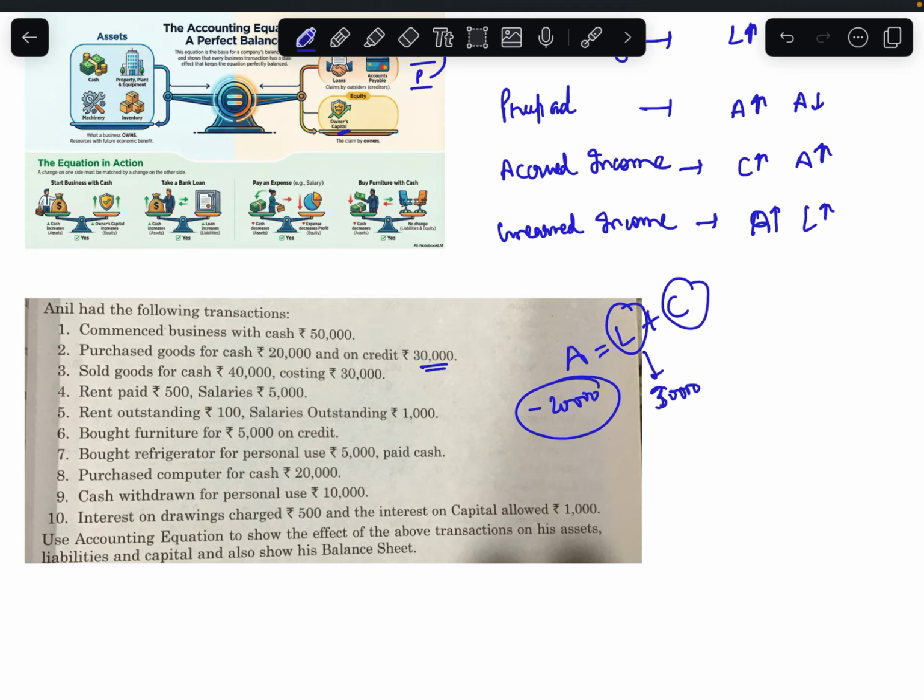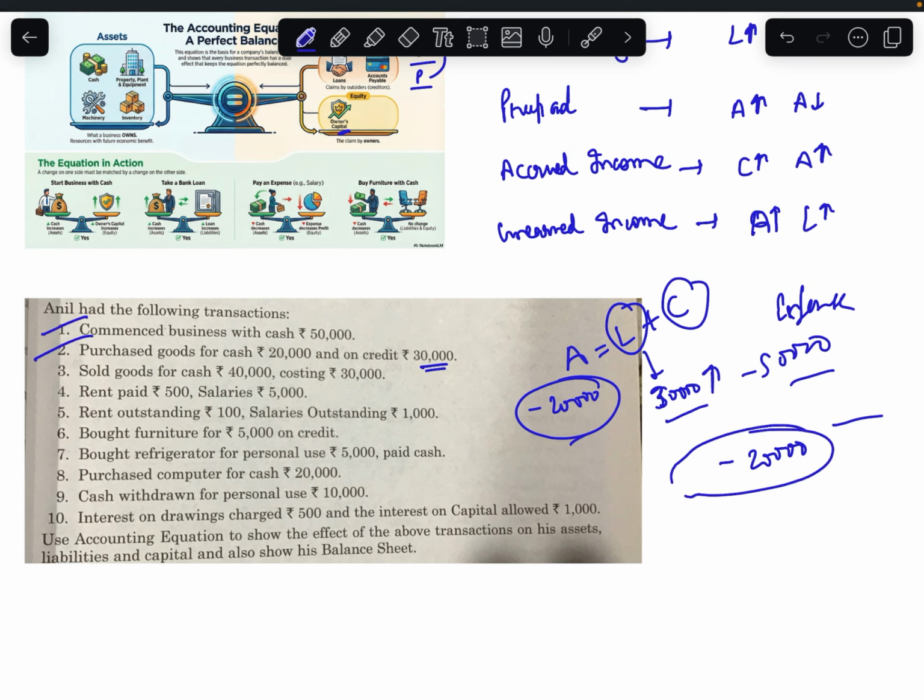Since they are on credit, this increases. However, capital will decrease by 50,000 because it's an expense. 30 minus 50 minus 20. This is balanced. Okay, both done.